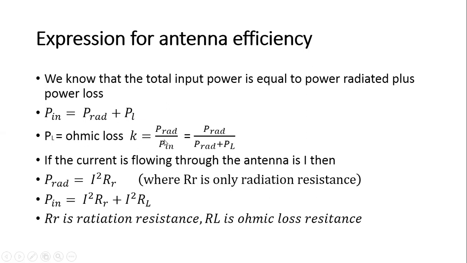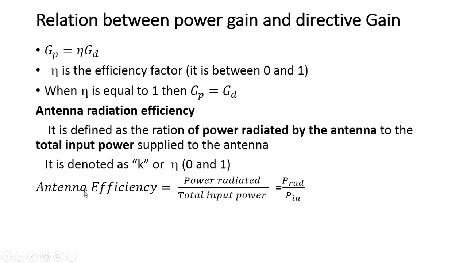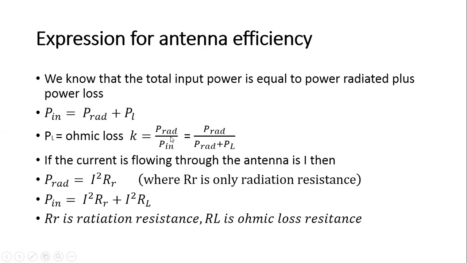So K is equal to PR by P in. What is K? Power efficiency is K. So power efficiency K is equal to power radiated by power input. Power input can be replaced by power radiated plus power loss. If the current flowing through the antenna is I, then P is equal to I square R, we know the formula.